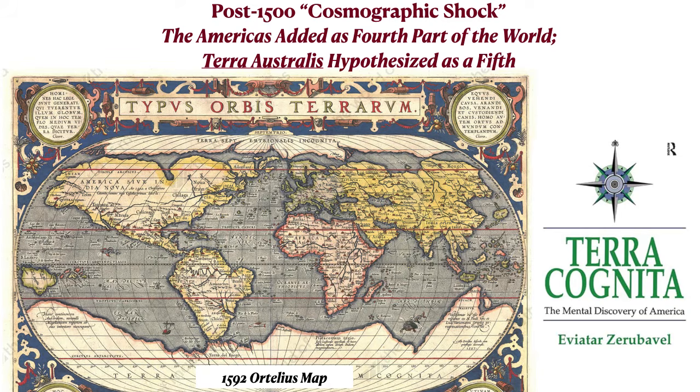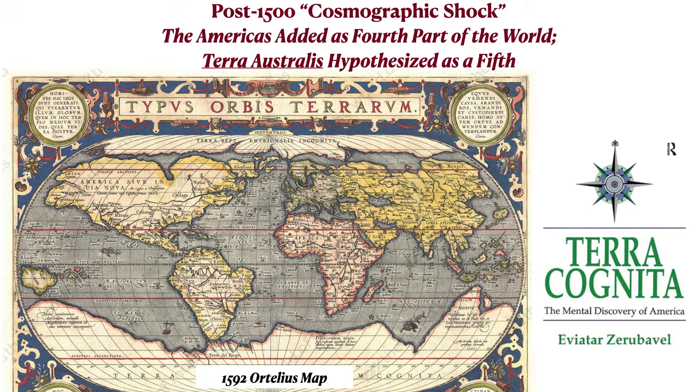So anyway, this cosmographic shock took some time to overcome, but eventually the tripartite division of the world was abandoned, and instead they moved to the four quarters of the world, four parts of the world: Europe, Asia, Africa, which had been there all along, and then the Americas added as another.